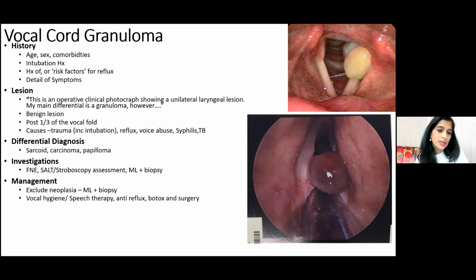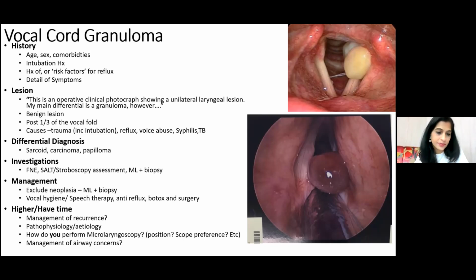If the patient has evidence or a history of reflux, then you can optimize their anti-reflux regime. And there is some use of Botox to reduce strain, and surgeries to reduce the traumatic strain through the vocal cords. I've not come across this, so if any of the consultants want to add, please do.